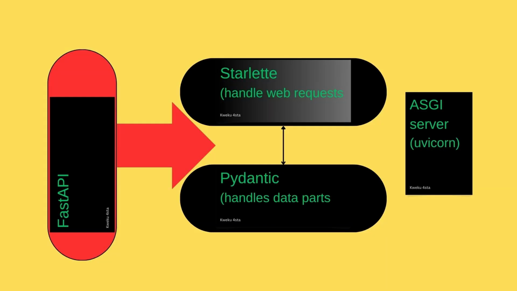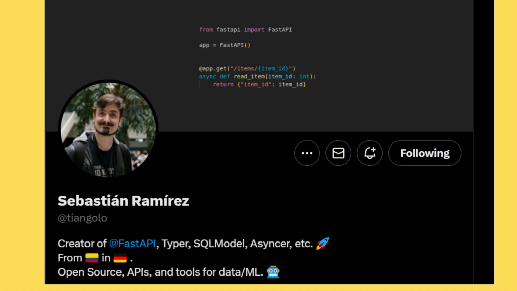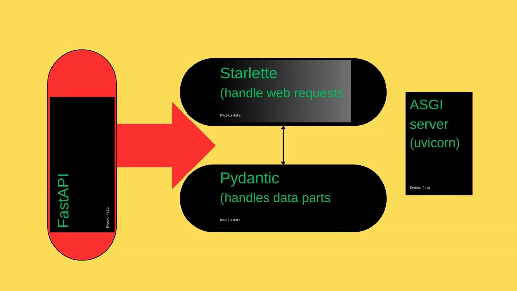Let's get started. So, what exactly is FastAPI? FastAPI is a modern, fast, high-performance web framework for building APIs with Python 3.6+ based on standard Python type hints. It was created by Sebastian Ramirez and is designed to make building APIs easier and more efficient.